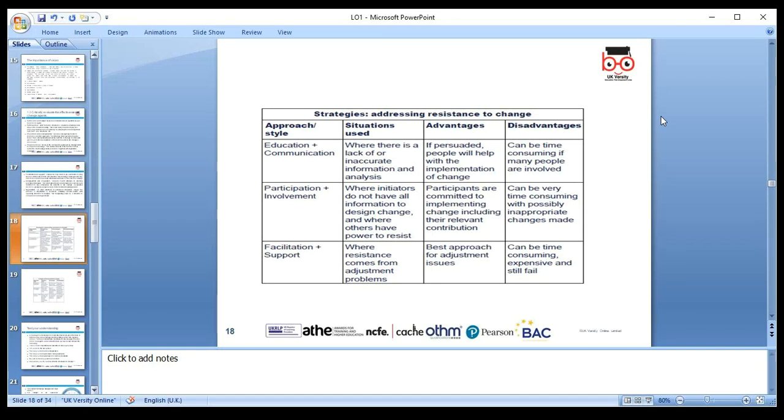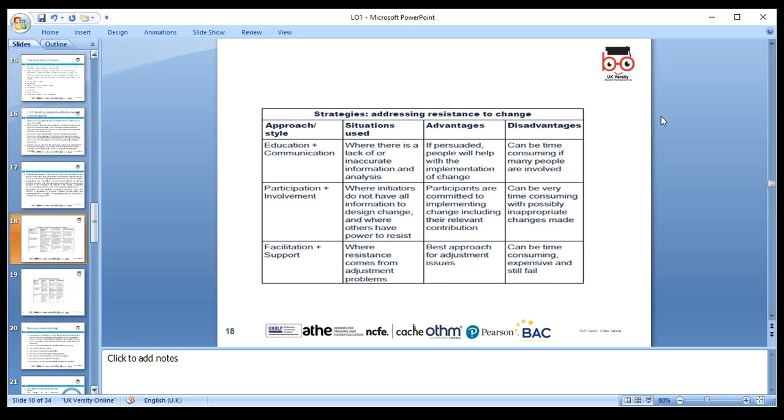Strategies for addressing resistance to change, the people who don't want to be changed: you need to think about the situation, the advantages, disadvantages, education and communication. We need participation and involvement of your teams and team members as a group. Otherwise, think about fracking in the UK. Fracking means getting gas through drilling from the land, and in many areas, the UK government is trying to implement fracking, getting gas through drilling and generating energy. But actually, a lot of local people fear that when we do the fracking, there can be more earthquakes.